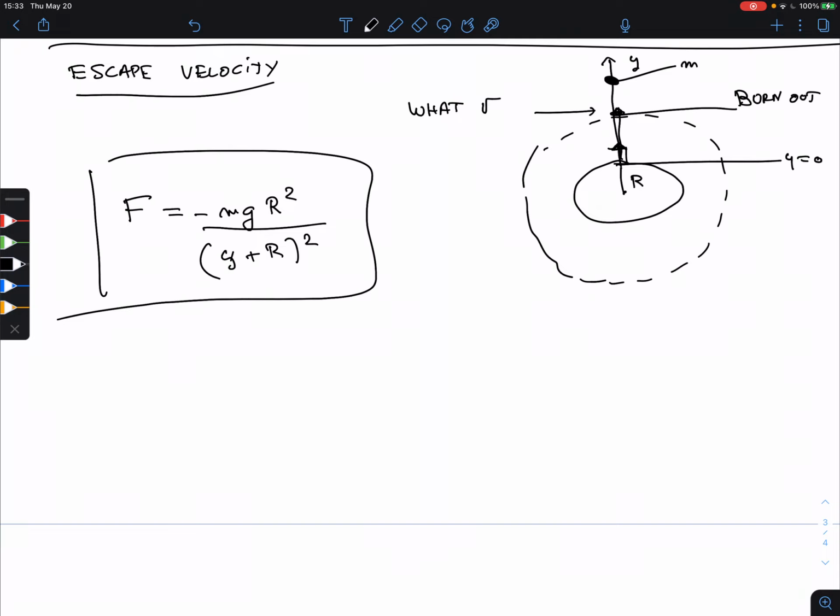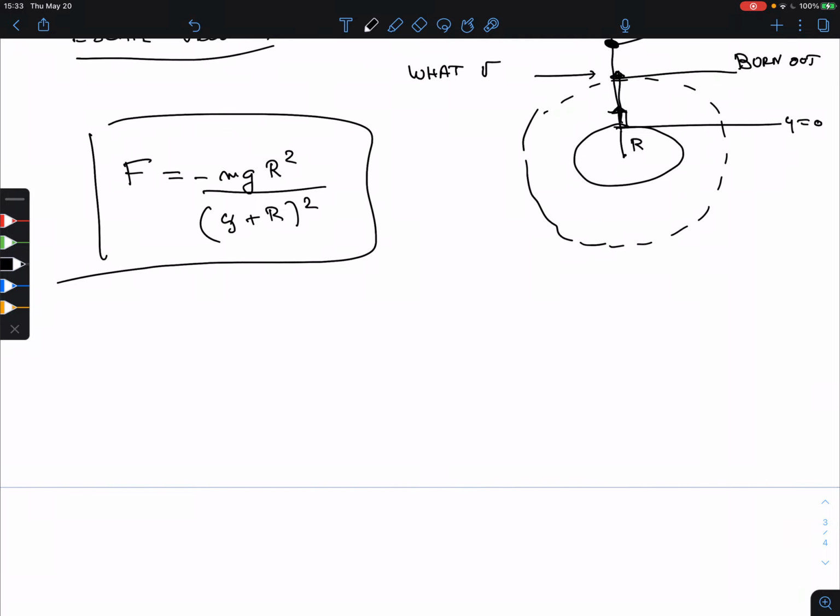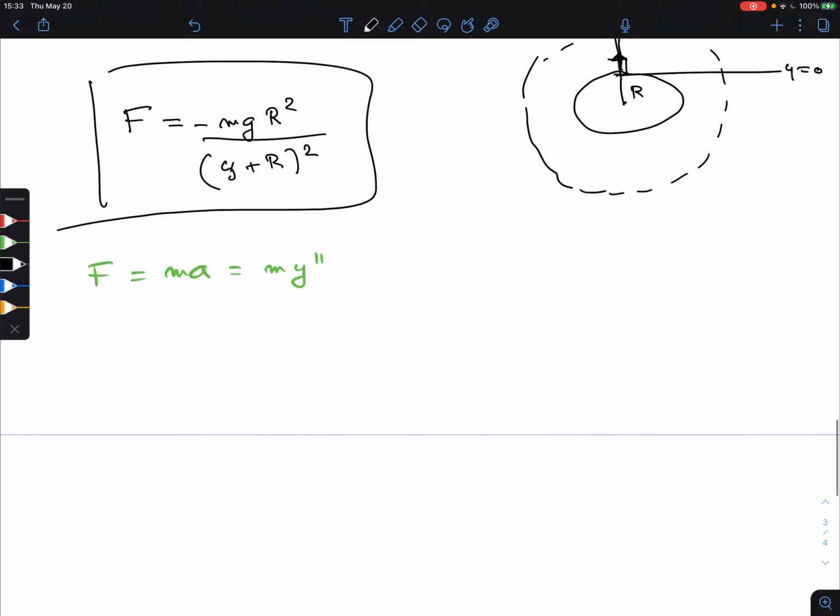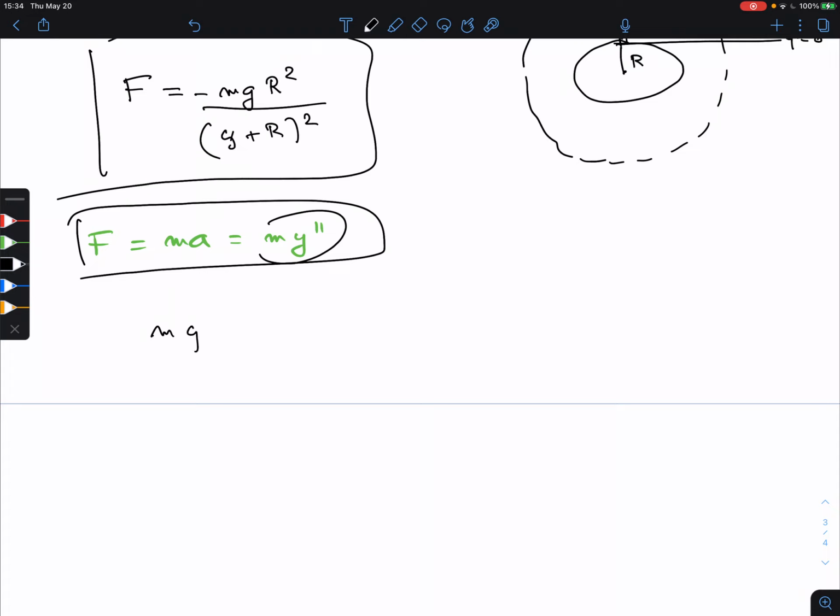Okay, so let's write down now our differential equation. This is the formula for the force. That's Newton's law, but we have to write it now as a second order equation, the second derivative of y, of position, of height, if you want. So what is this? We put this equal to this other expression. So my y double prime is equal to minus mg R squared over (y plus R) squared.